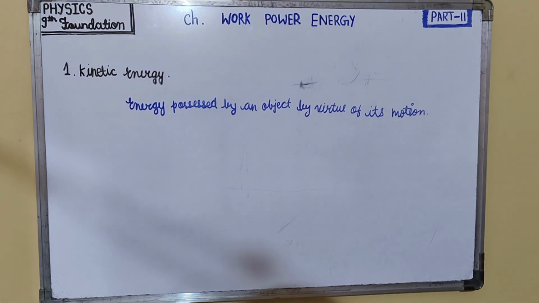Now, there are some examples of kinetic energy. Kinetic energy possessed by a moving bicycle. Kinetic energy possessed by running water from a river. Kinetic energy possessed by a shooting arrow. Kinetic energy possessed by blowing wind. Kinetic energy possessed by swimming fish in water. Energy possessed by a spinning electron around the nucleus.